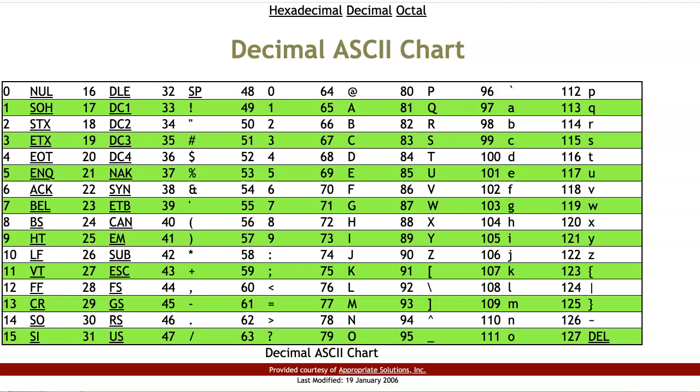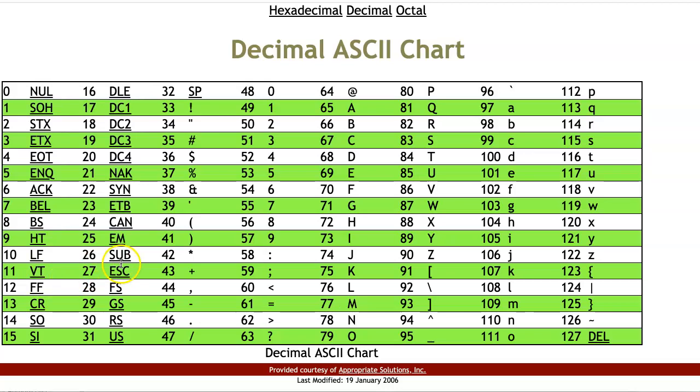So as we can see, the first 31 characters are non-printing characters. So decimal 7 causes the beep sound that your computer makes. The decimal 8 is backspace. Decimal 9 is a horizontal tab. Decimal 11 is a vertical tab.